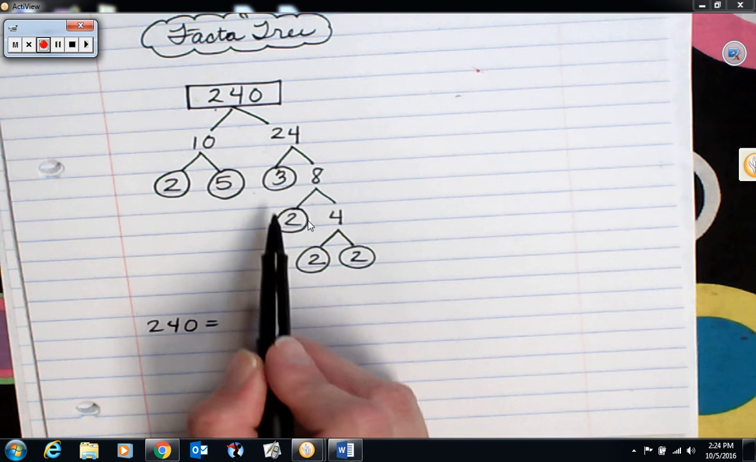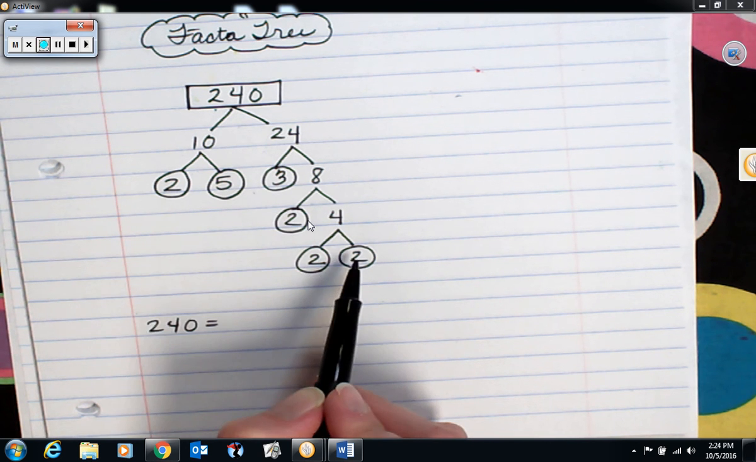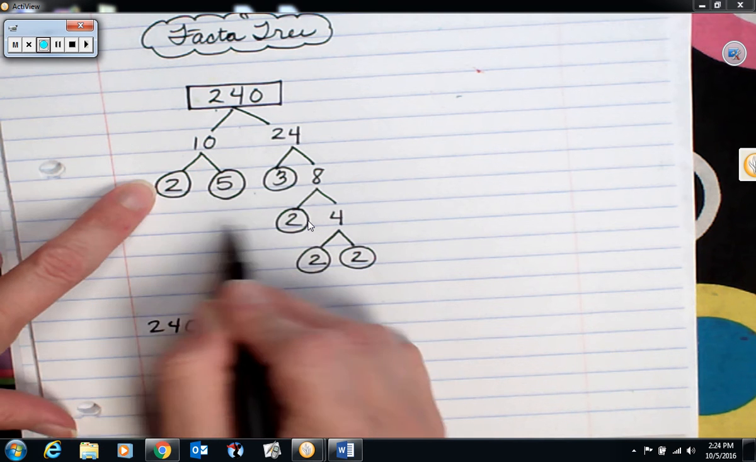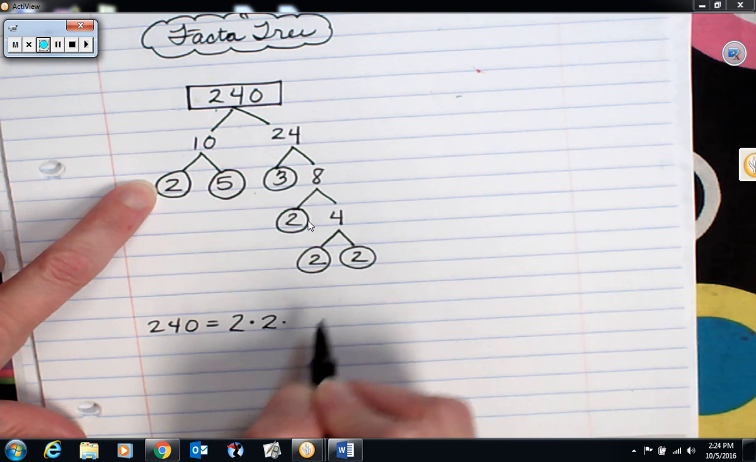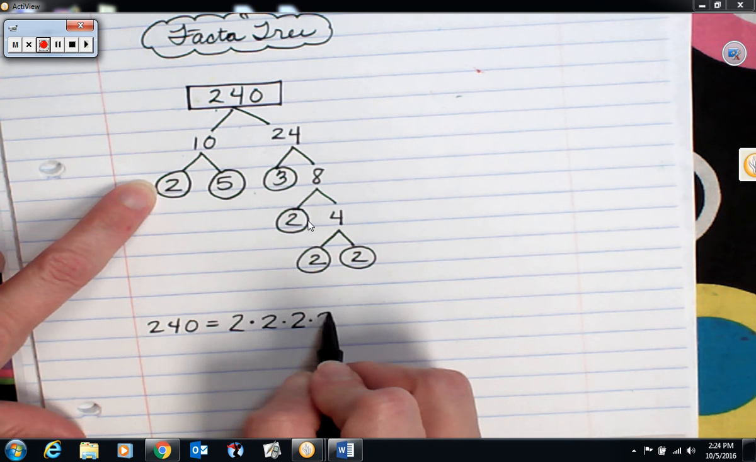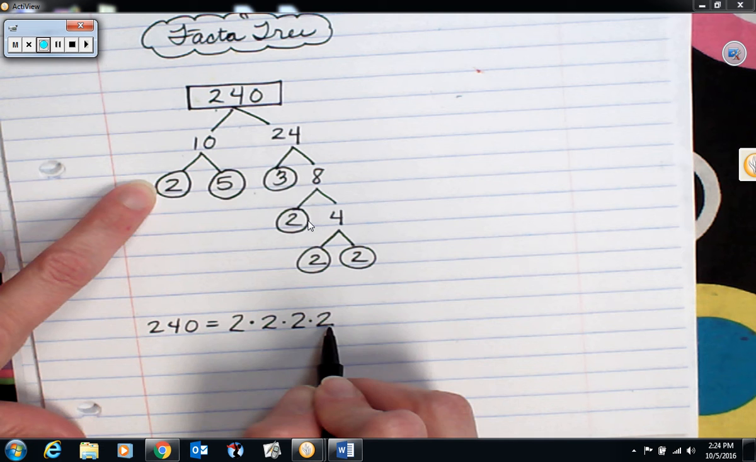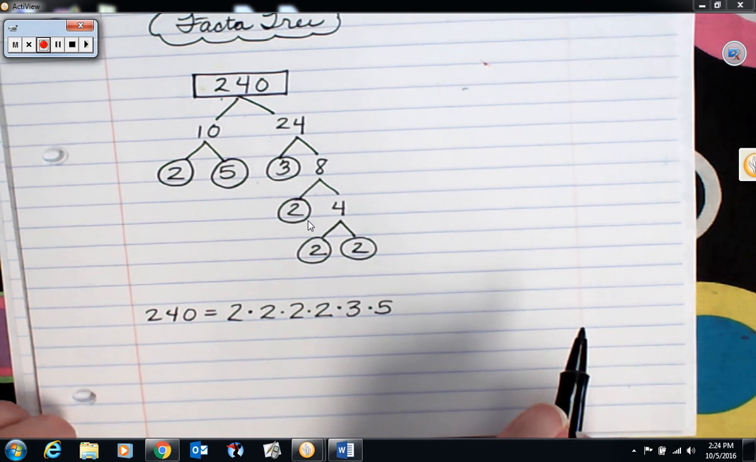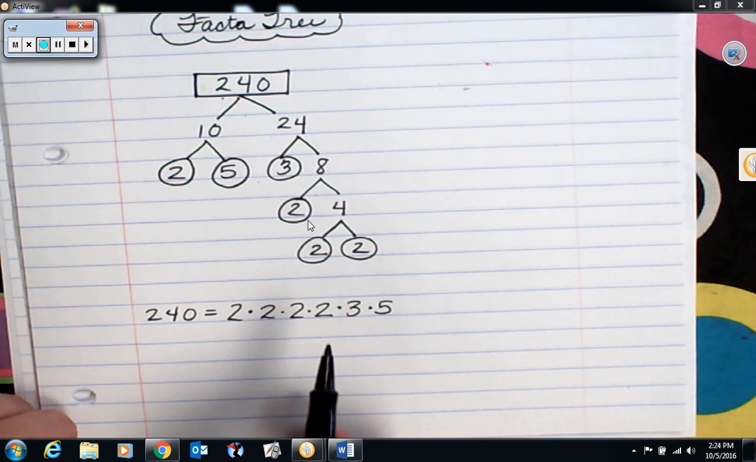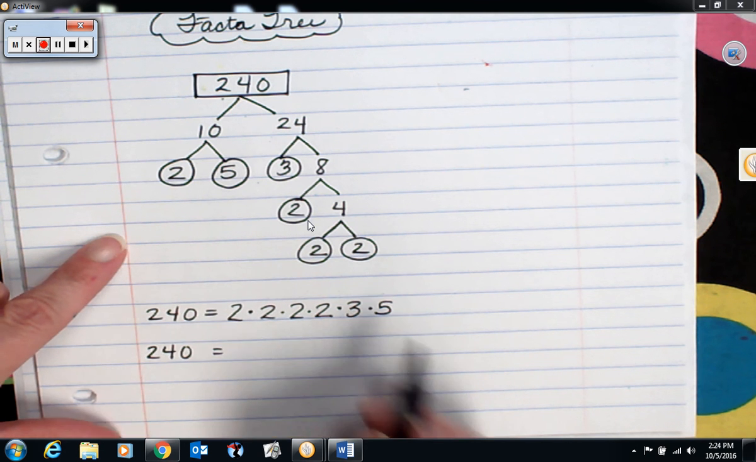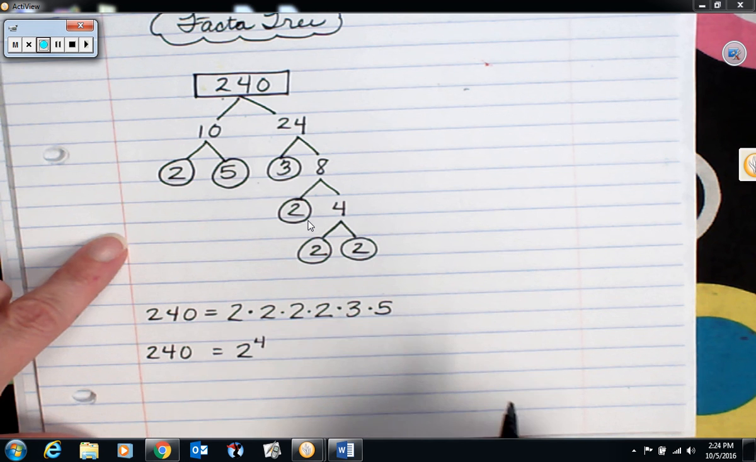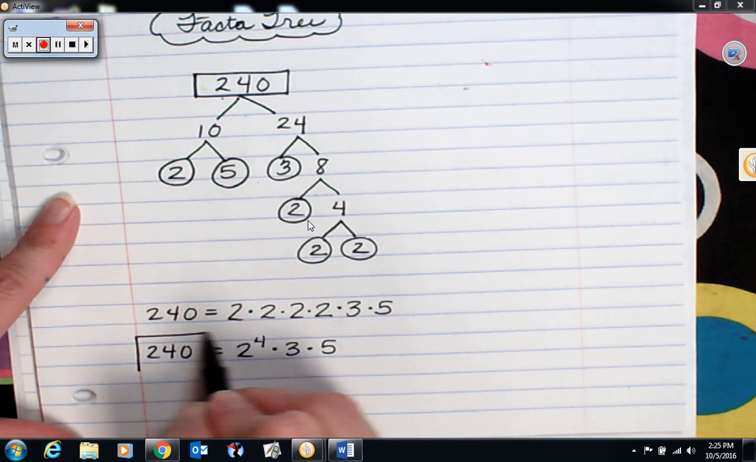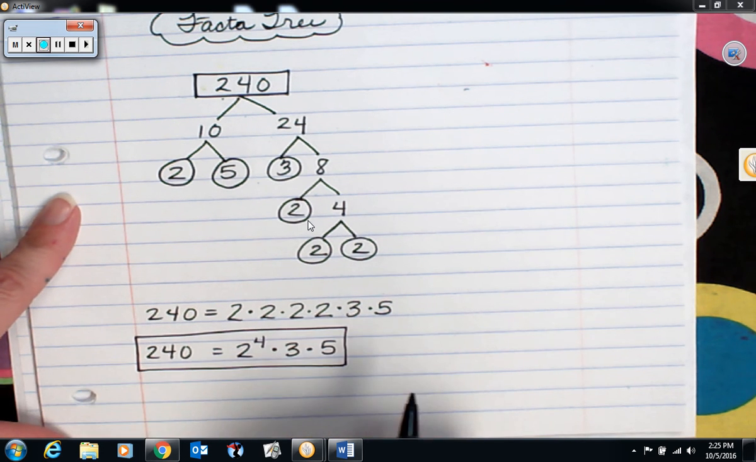So when I multiply these prime numbers at the bottom of my little tree branches, they should multiply to equal 240. Okay? So then I'm going to do each of these numbers in order least to greatest and write them out as a multiplication problem. I have 1, 2, 3, 4 2's. 2 times 2 times 2 times 2 times 3 times 5. And then there's a more efficient way that I can write 2 times 2 times 2 times 2. I can say 240 equals 2 to the 4th power, times 3 times 5. And this is my final answer. That's my prime factorization of 240.